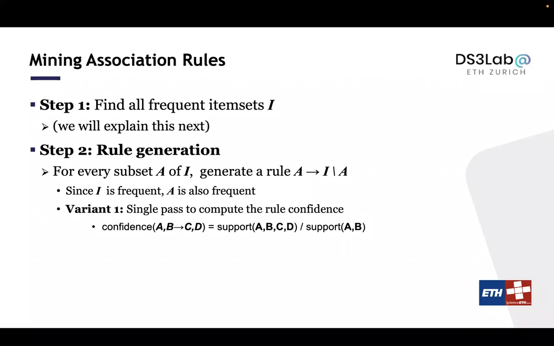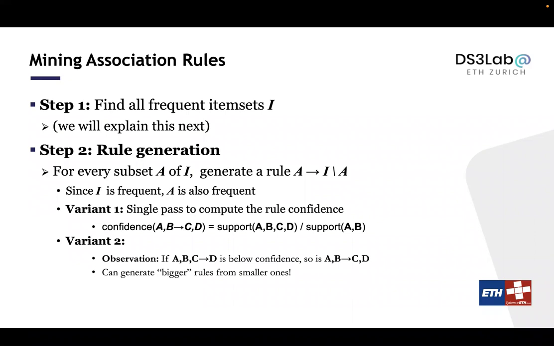There are different things you can do. One thing you can do to compute the confidence is to go back to the definition: compute the support of the whole thing divided by the support of the left-hand side. Then I have the confidence. You check whether the confidence is larger than some constant or not. If it's larger, you output it. Otherwise, you move on. So this is one way to do it.